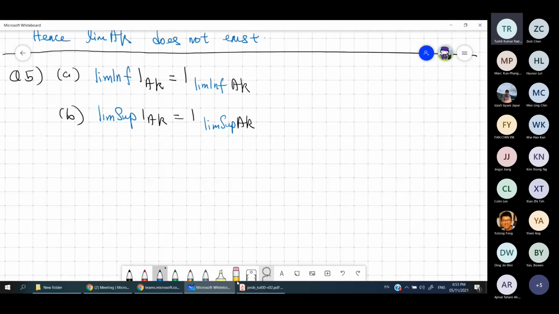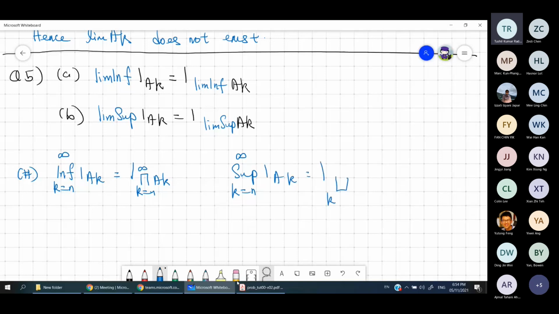So you just need to recall this. Infimum, maybe I would say k from n to infinity. Just recall this as a formula. 1 of the infimum of 1AK is equal to 1 of the intersection of k from n to infinity of AK. This is an infimum, the intersection. So when you change to supremum, k running from n to infinity, for 1AK, it will be 1 of the union of this.